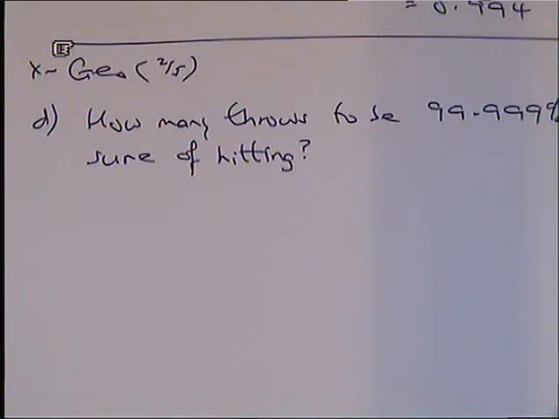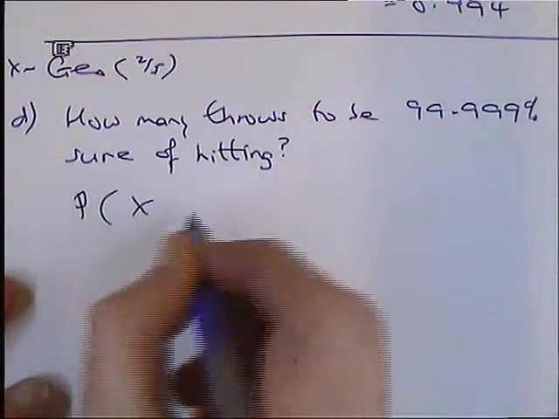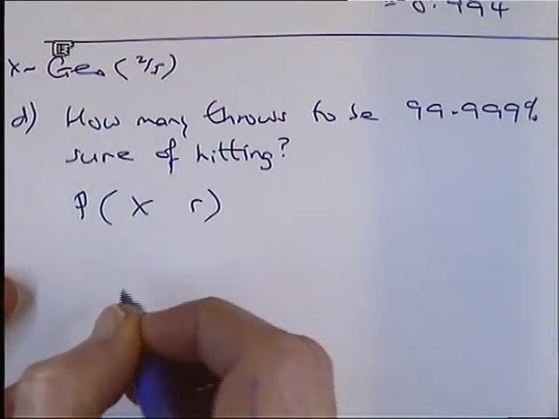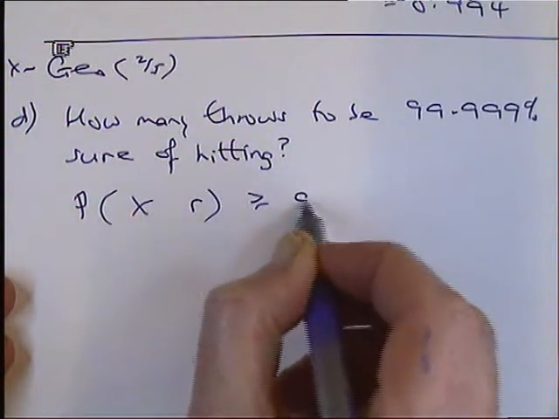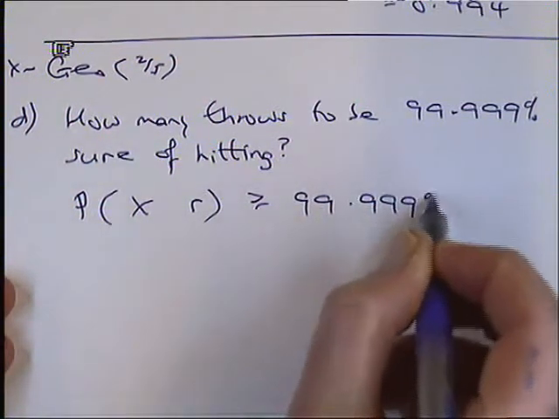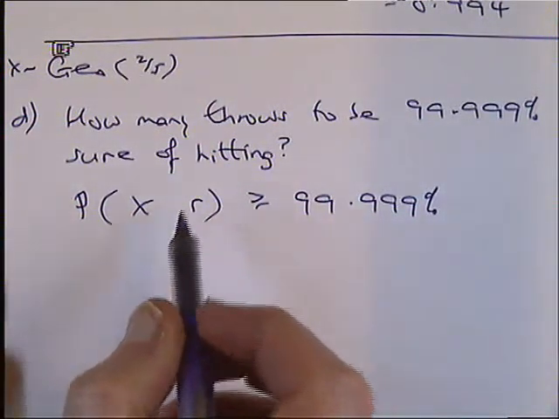Part D of this question asks, how many throws has a darts player got to take to be at least 99.999% sure he will hit the required section of the board? So how many throws to be 99.999% sure of hitting? What we're looking for here is some number R where the probability it will have been hit is at least 99.999%. And what we want is the smallest possible value of R.